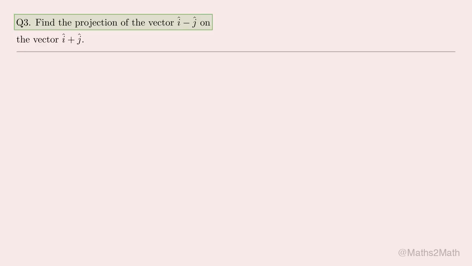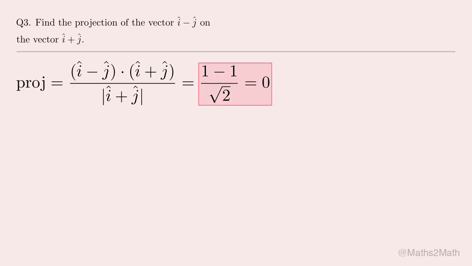Question 3. The projection formula, dot over the target's magnitude. Perpendicular vectors have zero projection. The dot is 1 minus 1, 0. The projection is 0.